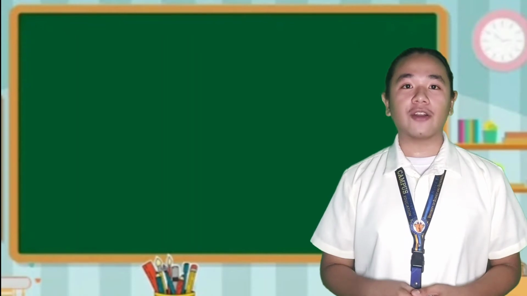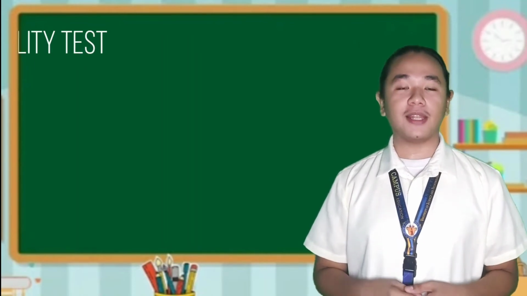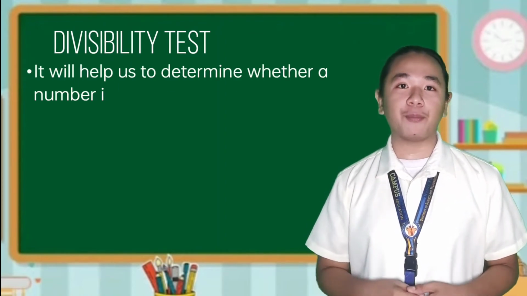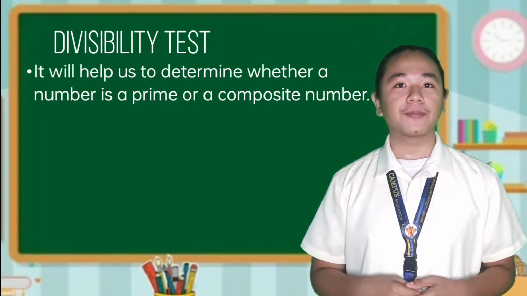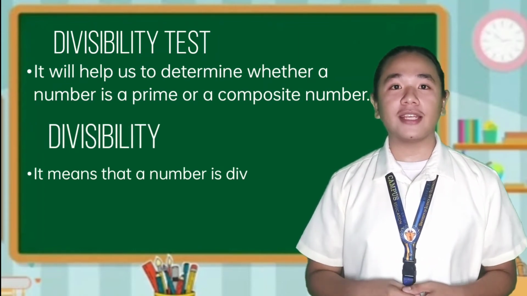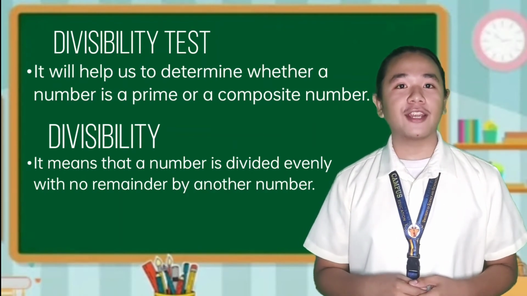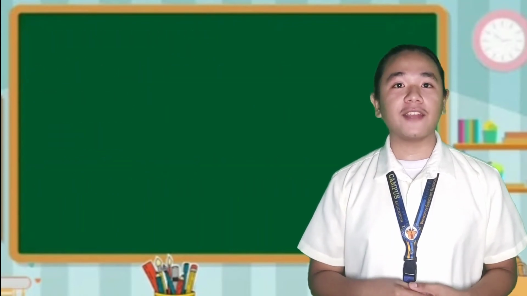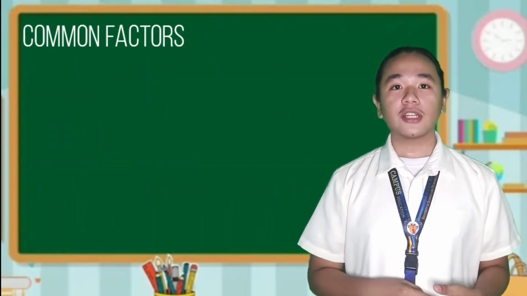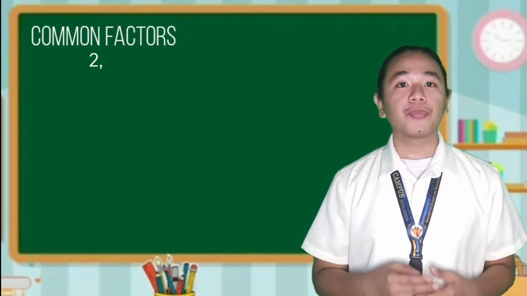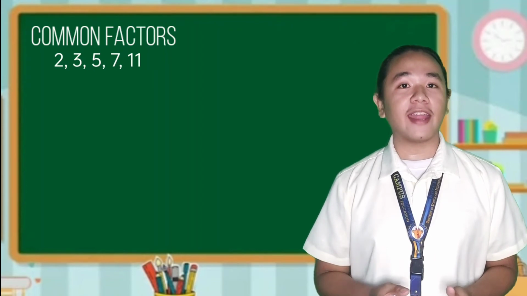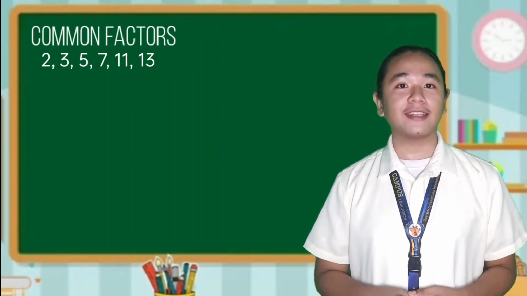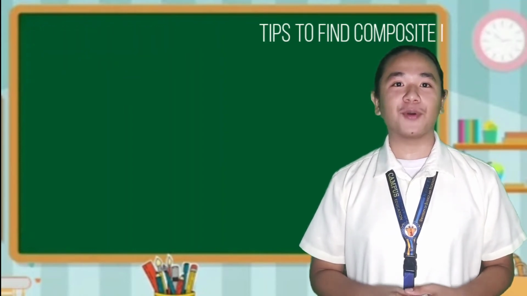The best way to figure out a composite number is to perform the divisibility test. So the divisibility test helps us to determine whether a number is a prime or a composite number. Divisibility means that a number is divided evenly with no remainder by another number. To do this, check to see if the number can be divided by the common factors. So the common factors that we have are 2, 3, 5, 7, 11, and 13. If you notice, all the common factors that we have are prime numbers, right? So these are the tips to find the composite number.